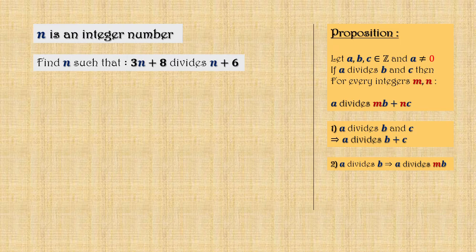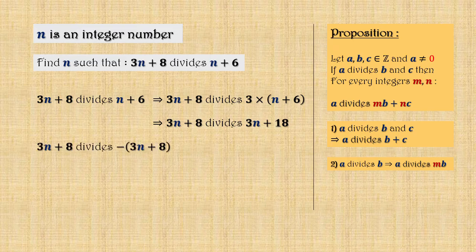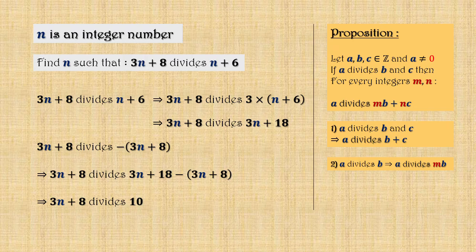Now, back to our question, we have 3n plus 8 divides n plus 6. By applying the second property of the mentioned proposition, we find that 3n plus 8 divides 3 multiplied by n plus 6. This means that 3n plus 8 divides 3n plus 18. We also know obviously that 3n plus 8 divides minus 3n plus 8. Now by using the first property of the mentioned proposition, we find that 3n plus 8 divides 3n plus 18 minus 3n plus 8, which means that 3n plus 8 divides 10.